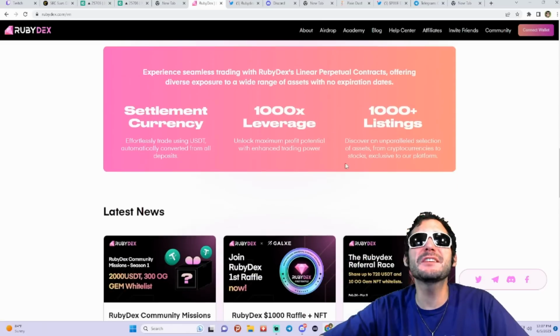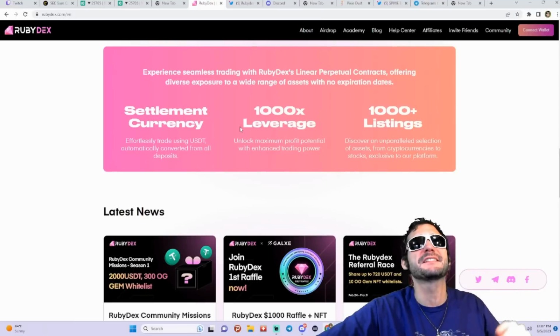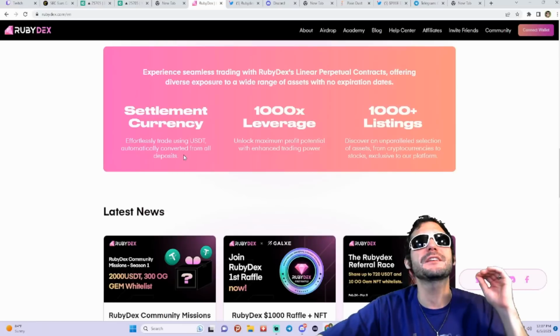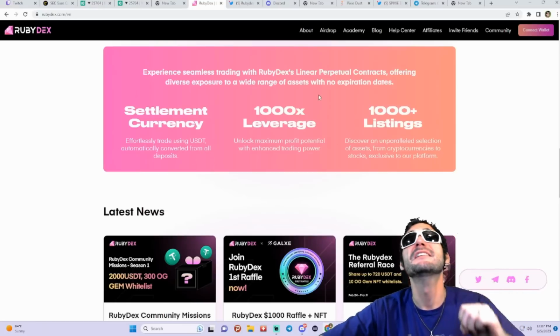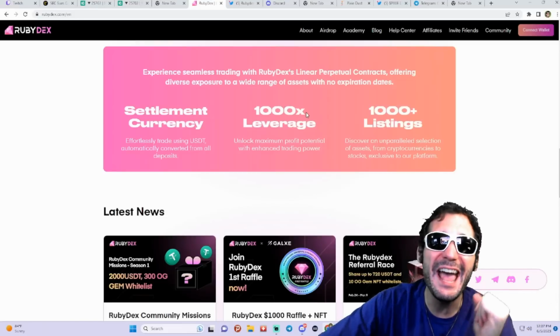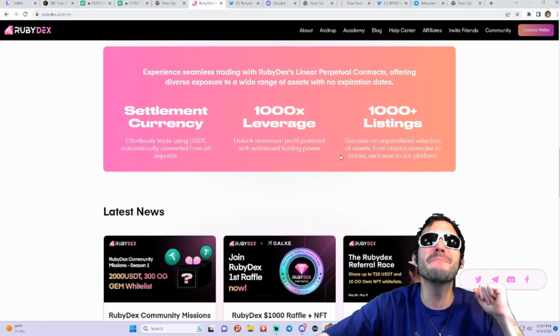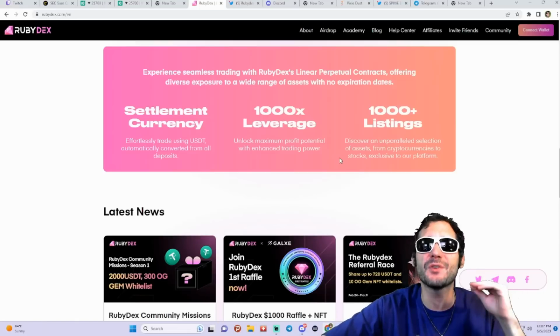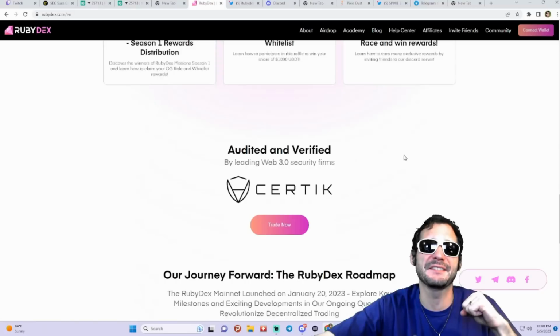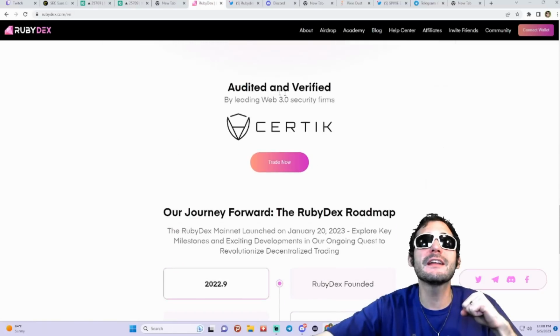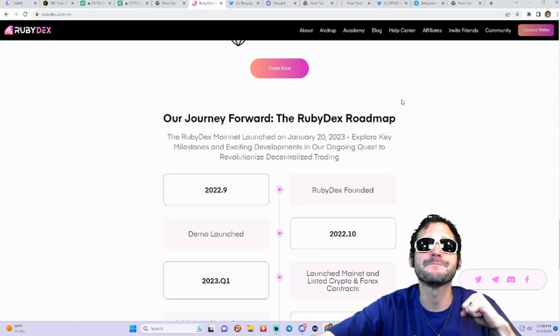Experience seamless trading with Rubydex linear perpetual contracts, offering diverse exposure to a wide range of assets with no expiration dates. For settlement currency, you can effortlessly trade using USDT, automatically converted from all deposits, with up to 1000x leverage, guys. Unlock maximum profit potential with enhanced trading power, and of course, over 1000 plus listings. Yes, it is all audited and verified here on Certik, which is very good to see.